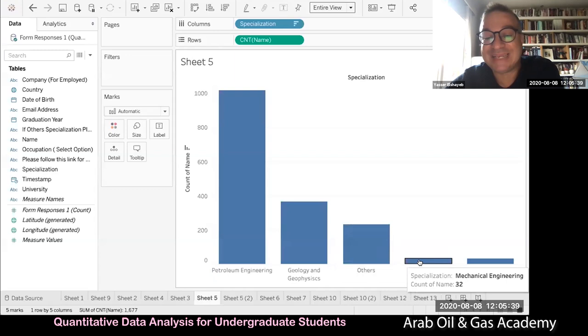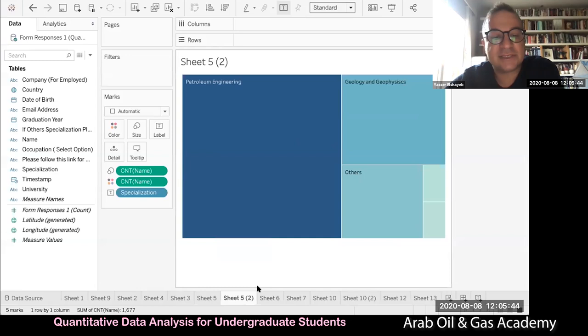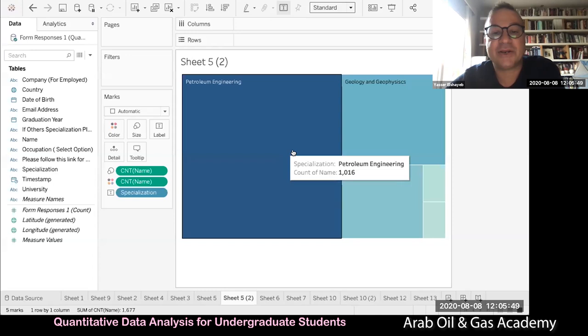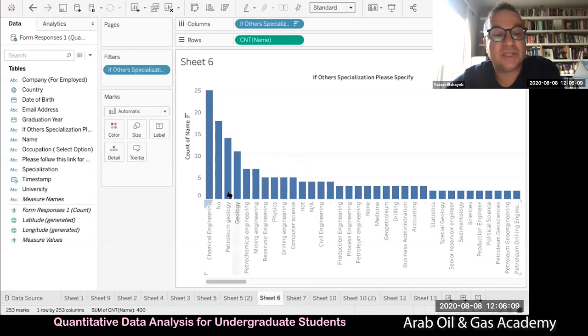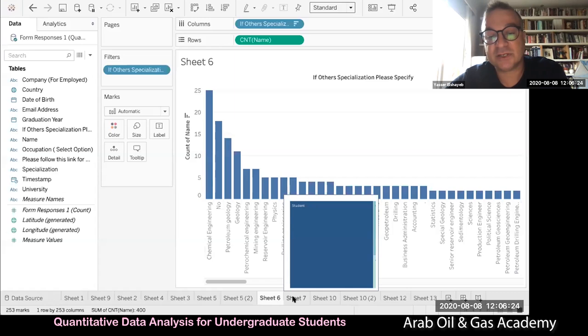So others, and then I looked into others. This is another way to look into the same data. Petroleum engineering is the big square here. Then geology and geophysics, then others is another square. If we look into others, we will see that many of the people didn't mention their specialization. And then we have a lot of specializations here. Playing with the data, we can just exclude the null. And you have a lot of people coming from chemical engineering, petroleum engineering, geology, petrochemical, mining engineering. A lot of different backgrounds, but most of them are more or less earth science, around petroleum and mining and maybe chemical engineering.